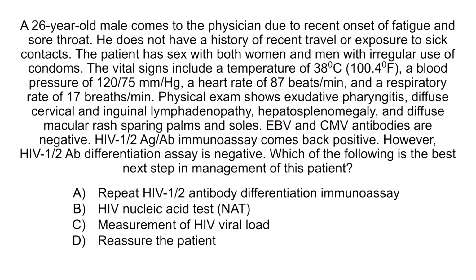Let's discuss why the other options are incorrect. Option A is incorrect because repeating HIV 1/2 antibody differentiation immunoassay is not needed in case of initial negative test result. So you don't just repeat that test if you just got a negative one previously. Now, option C is incorrect because measurement of HIV viral load is usually performed after an HIV infection is definitively diagnosed to establish the patient's baseline viral load and then monitor results of therapy. In other words, you measure HIV viral load after you already know that they have HIV.